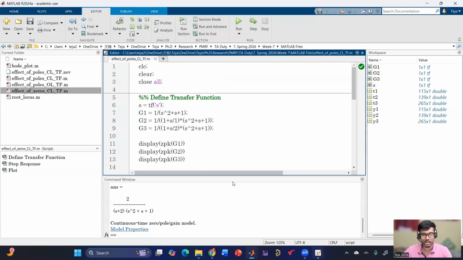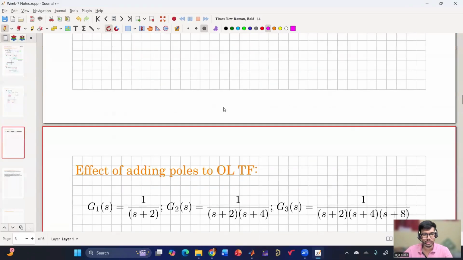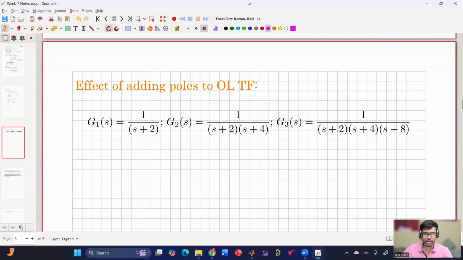If the concept is understood, then we'll go to the next topic, which is what will be the effect if we add poles to the open loop transfer function. So till now we have seen how it is going to affect if we add it to the closed loop transfer function. Now we'll see what will be the effect if we are going to add it to the open loop transfer function. So is the concept clear till now? What will be the effect of adding poles and zeros to the closed loop transfer function?